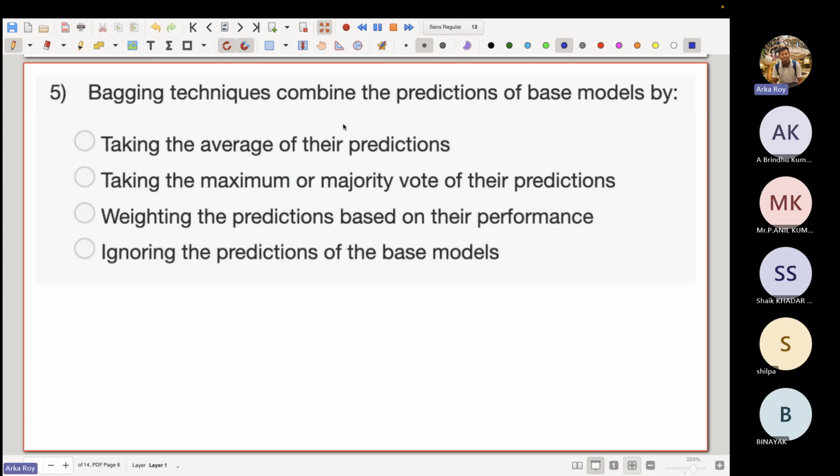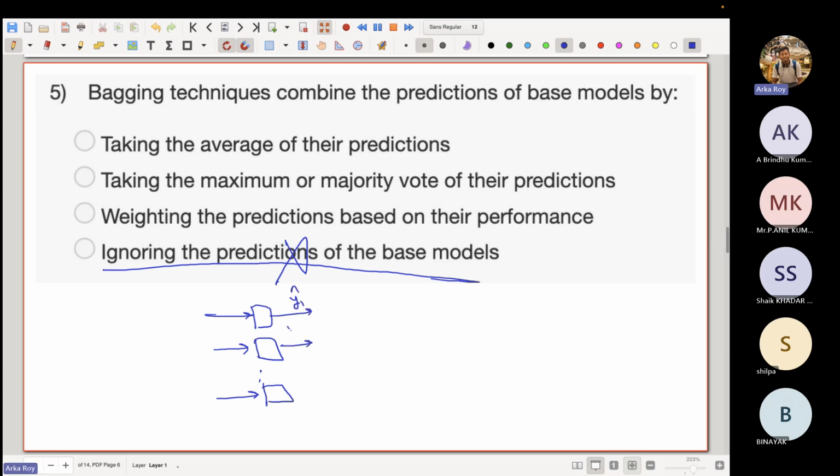Okay. Now, the next question states that the bagging technique combines the predictions of the base models by taking the average of the predictions, taking the maximum majority vote, weighting the predictions based on their performance, or ignoring the presence of predictions of base models. Obviously, ignoring the predictions of base models is incorrect because it uses n parallel models, which generate n parallel outputs, which are then used in conjunction with majority voting to get the final output.